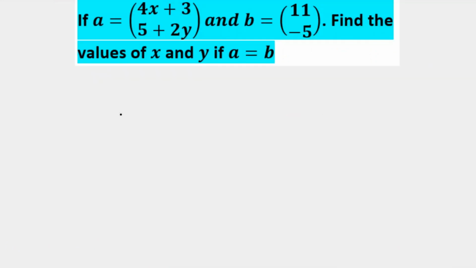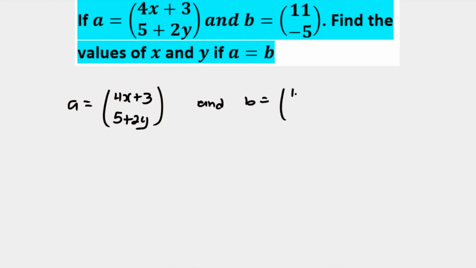Our first question. The vector A has components 4x plus 3 as the x component, and for the y component, we have 5 plus 2y. The vector B also has components, 11, -5. This is the question. We have to find the values of x and y if A is equal to B.